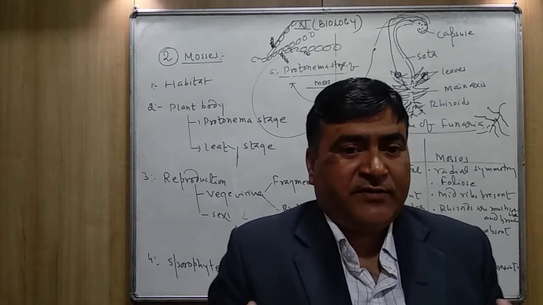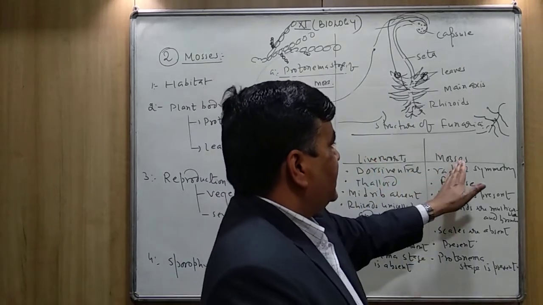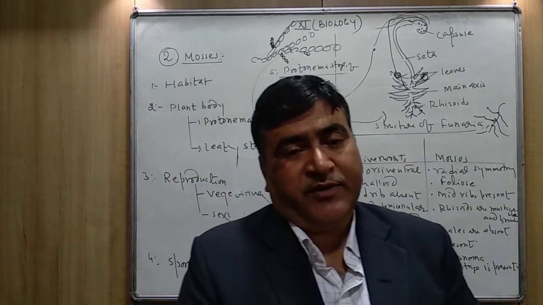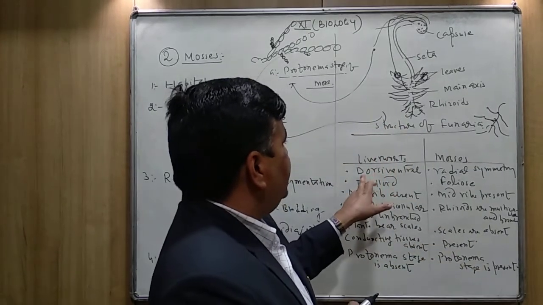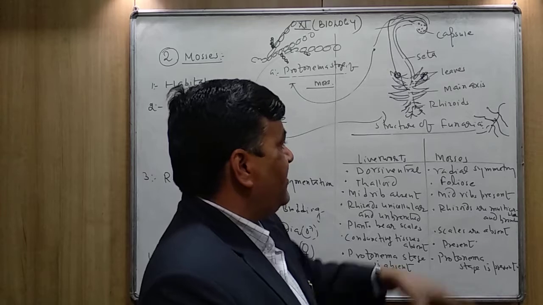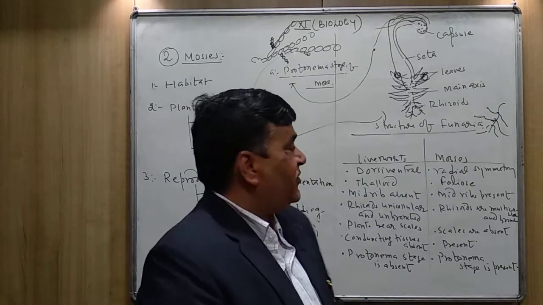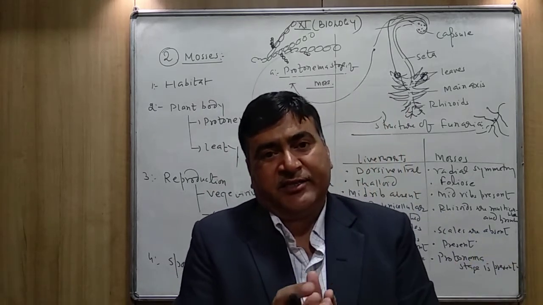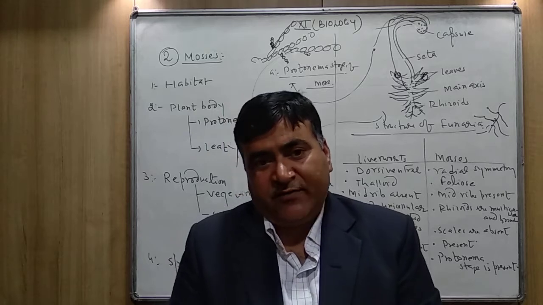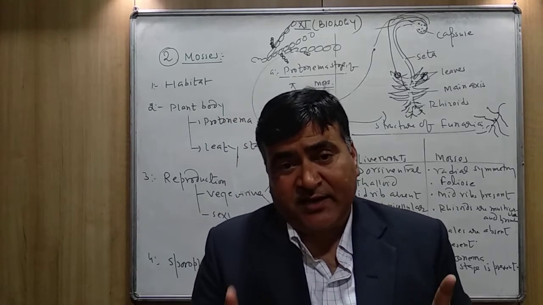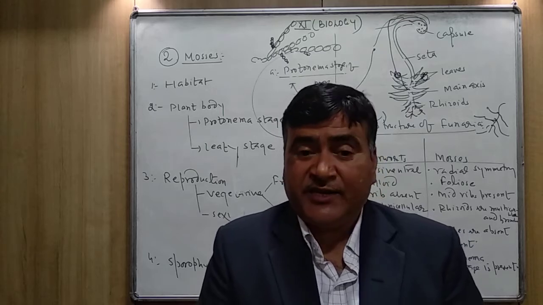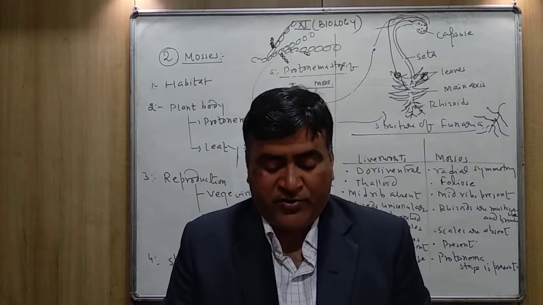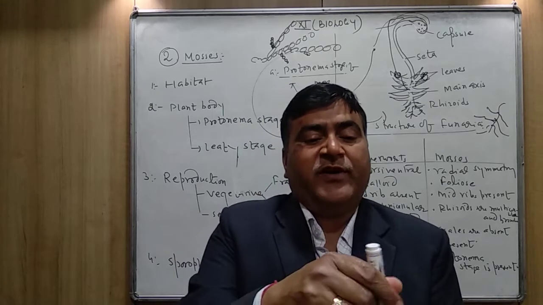Let us see what are the differences between the liverworts and mosses. You can compare them because I have covered both topics. The liverworts are dorsiventral, while mosses are radial in symmetry. What do you mean by dorsiventral? We have already discussed, like in the case of Marchantia, the body has two surfaces, the dorsal surface and the ventral surface. But in the case of moss plant, these two surfaces are absent, and the body has what kind of symmetry? Radial symmetry.